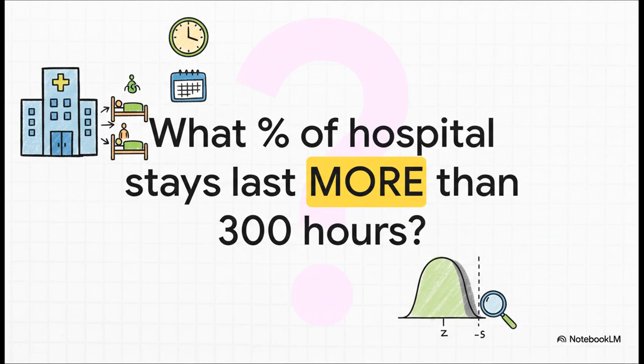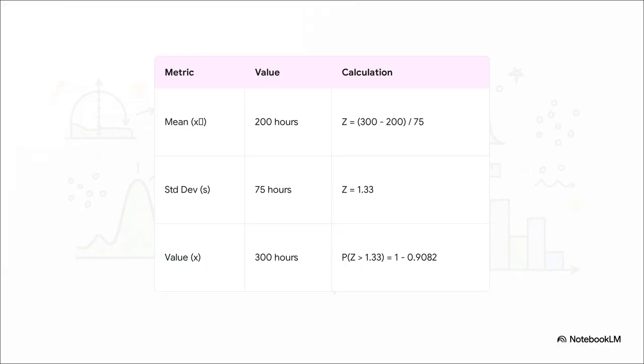Our first case study is from healthcare operations. A hospital wants to get a better handle on its patient flow. They know the average stay is about 200 hours, but they really need to plan for those extra long stays. So, the specific question is, what's the likelihood that a patient is going to be there for more than 300 hours? Okay, let's run the numbers. Our value is 300 hours, the mean is 200, the standard deviation is 75.